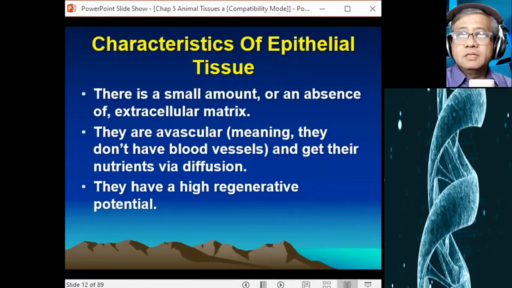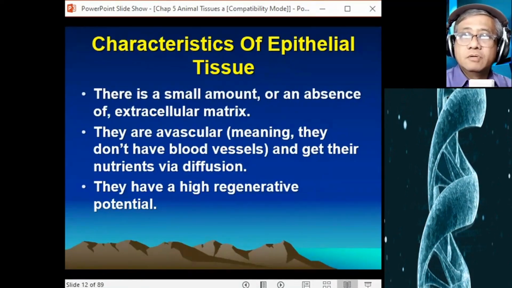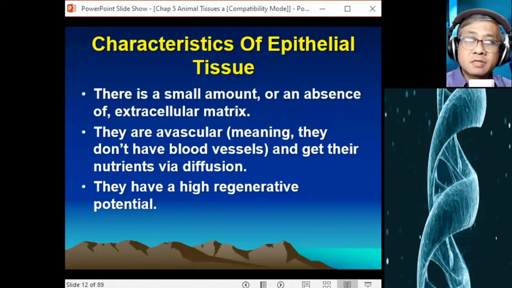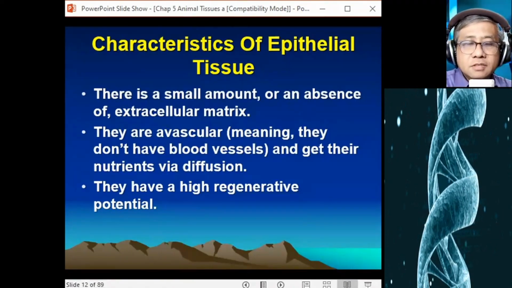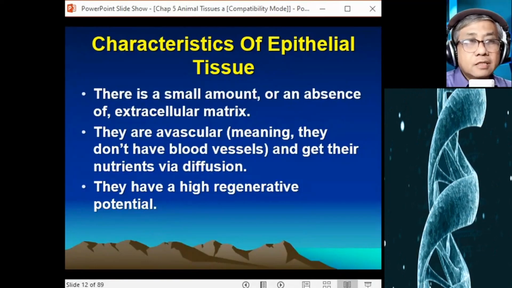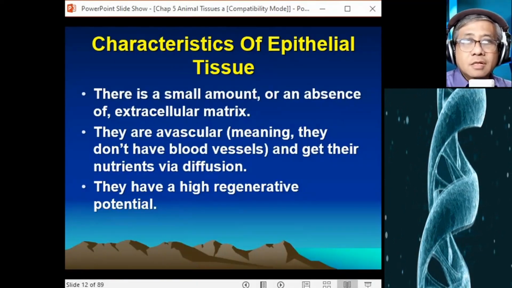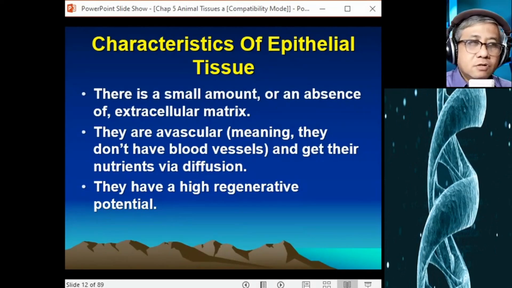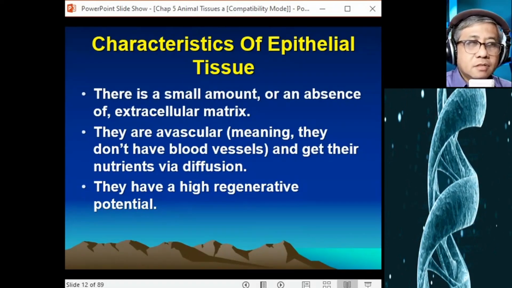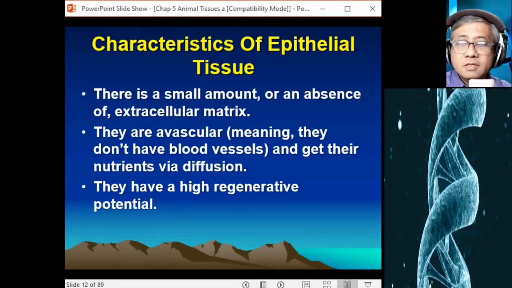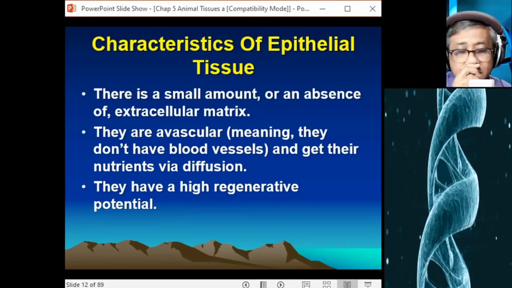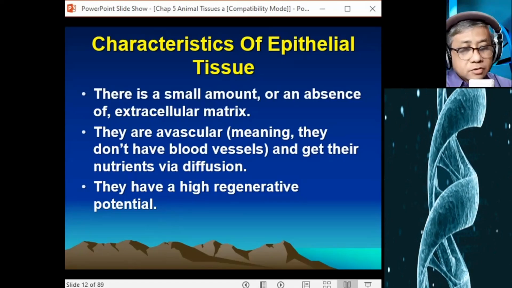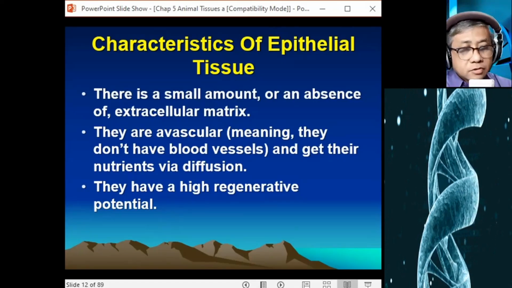Next, there is a small amount or an absence of extracellular matrix. So, kasi nga closely packed yung mga cells, this type of tissue cannot really accommodate any form of extracellular matrix. Unlike yung connective tissue, which we will study later. So, small amount or absence of extracellular matrix, again, because these cells are closely or tightly packed together.